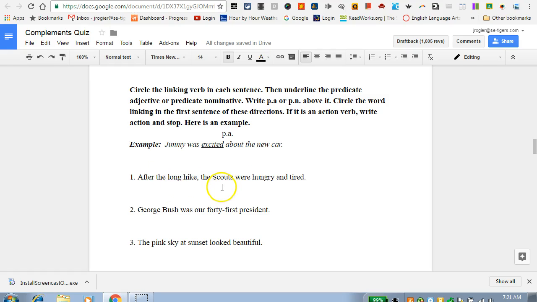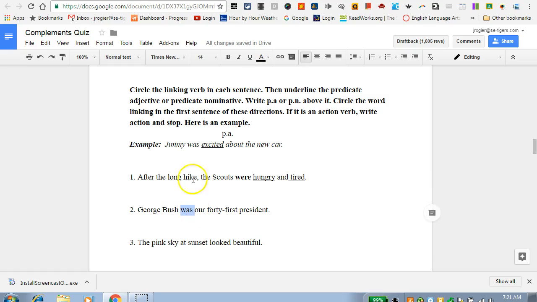All right, so after the long hike, the scouts were hungry and tired. And so we have were. That is your linking verb. We'll put that in bold. What were they? They were hungry. So that gets underlined. And they were tired. Now, they are describing the scouts, and so they would be predicate adjectives.